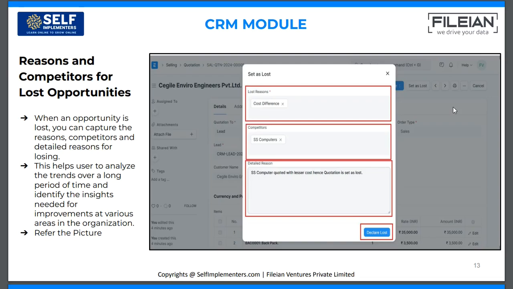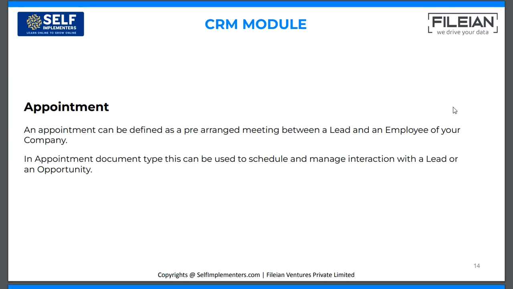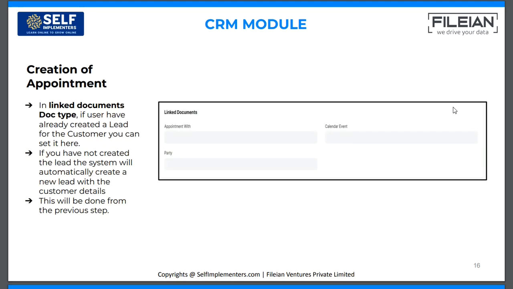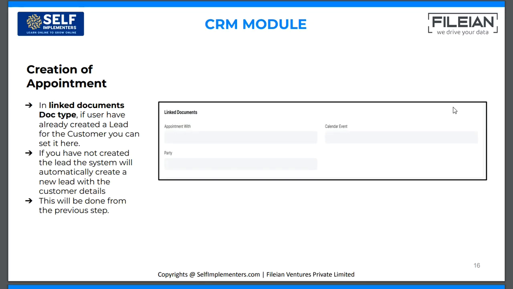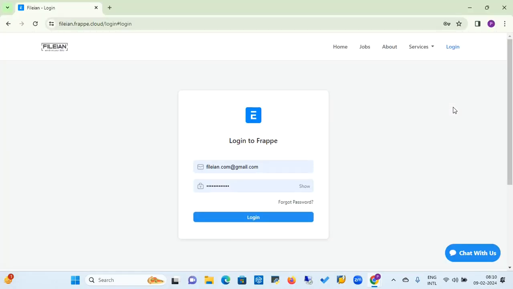and we will see some of the features, like if we lose the quotation, then we will set it as lost, and we will give the explanation or reasoning for the loss of the quotation, and then we will make appointments with the prospect customer's contact person, or we will communicate with them. So let's go to our ERPNext application and let's start.